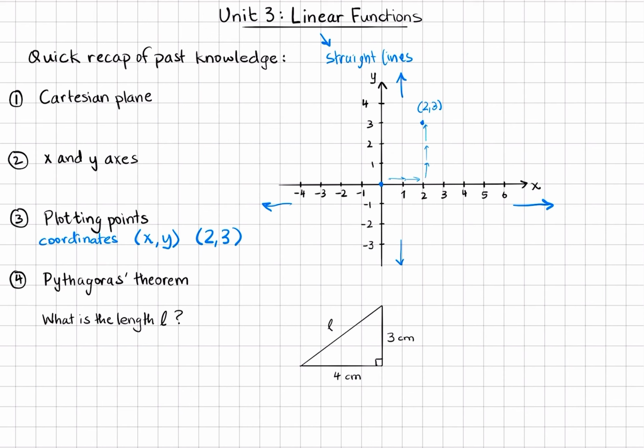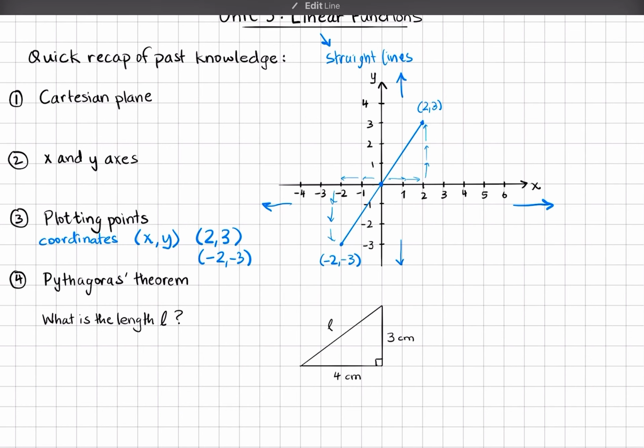If I plot another point, let's say (-2, -3), then I would do the same thing but in the other direction. So again, starting from (0, 0), I'd go 2 steps backwards and then 3 steps down, and this would be (-2, -3). And then everything we're going to do in this unit will be about the lines that we can make, the straight lines we can make when we plot points on the x and y axes. Okay, and then how to write these lines in equations. But let's not get ahead of ourselves.